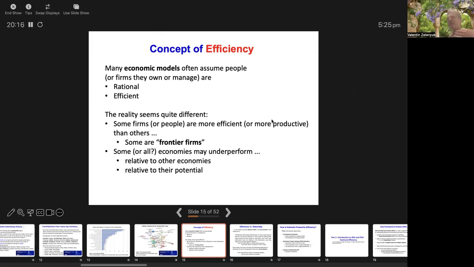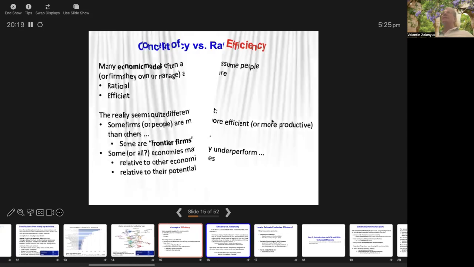And then we can measure efficiency relative to that best practice frontier. Okay.